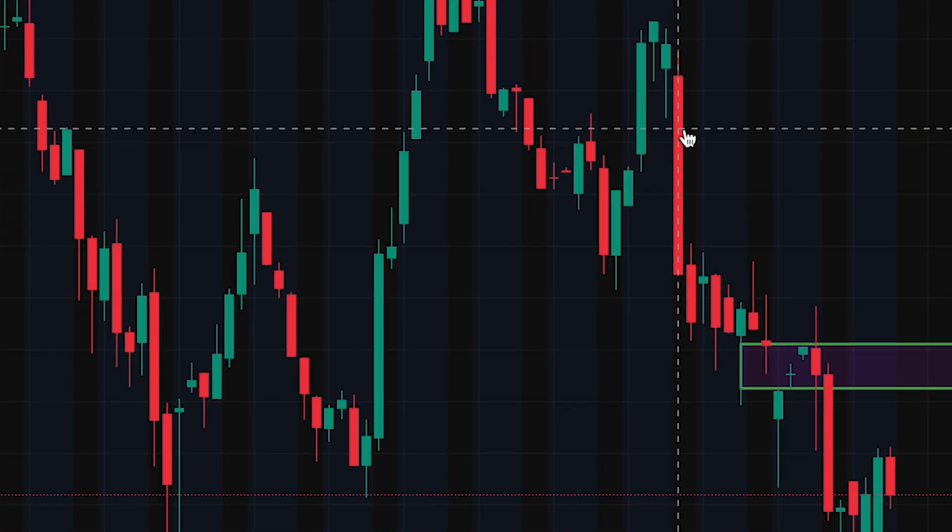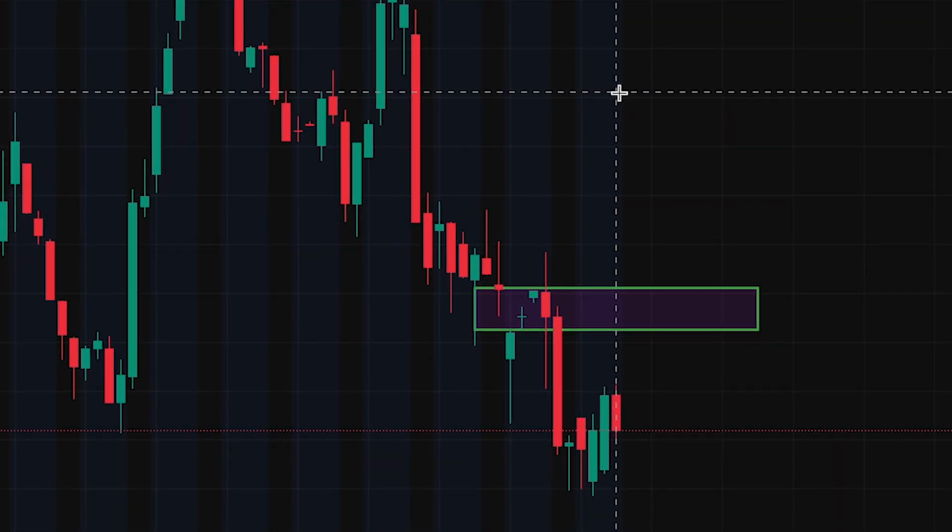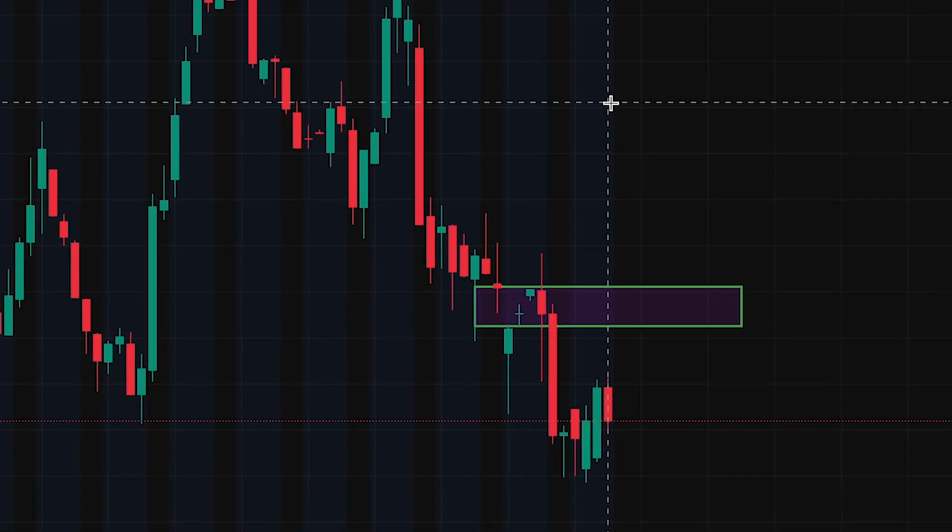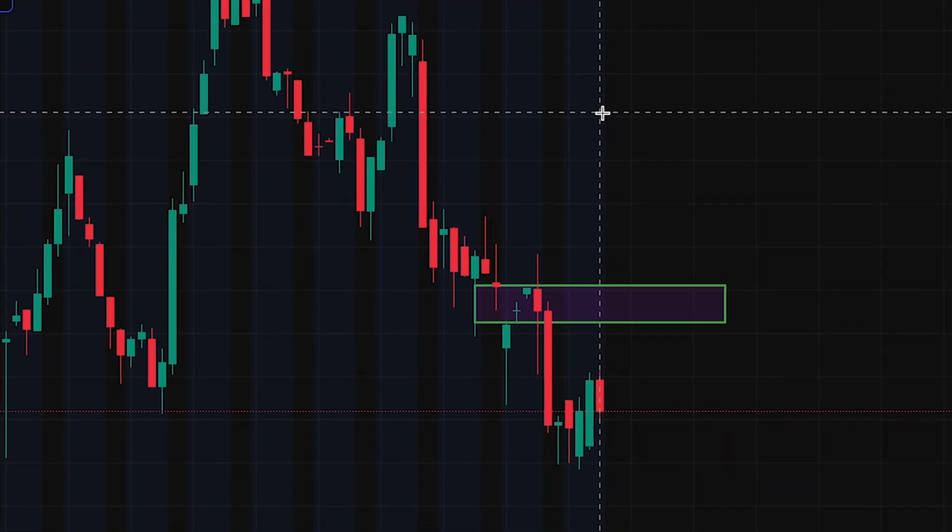Now that we know how to find real order blocks, it's time to understand how to use them. I'll show you 3 proven strategies that help catch moves with a high probability of success.